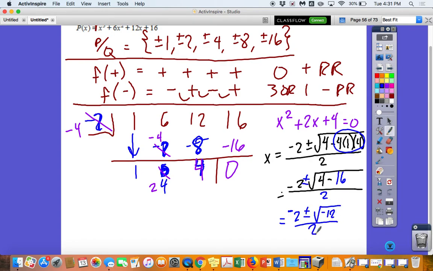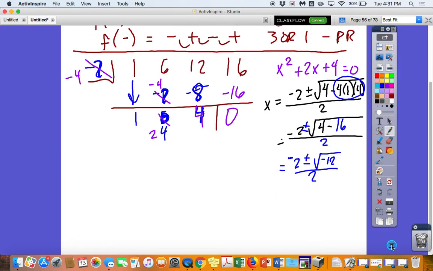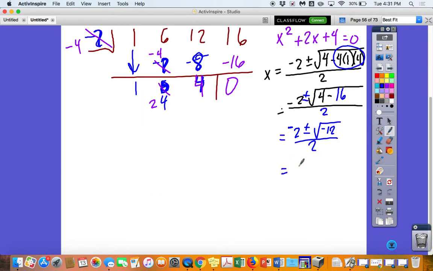All right, so you've got to break that down. Remember, there's a 4 hiding in there. So the square root of the 4 comes out as a 2, and we have to put an i because it's negative. So make sure you have all your components.